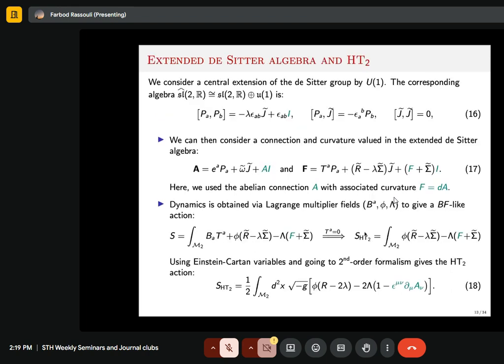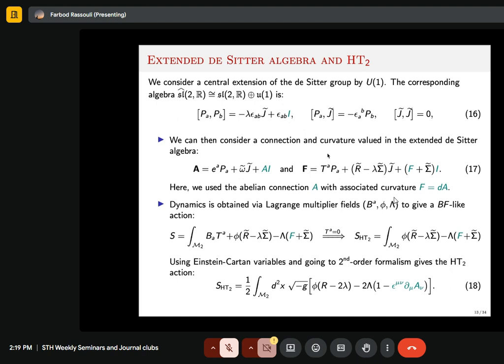And we can do that with an extended de Sitter algebra. So we are doing something that's going a little bit beyond flat holography. So flat CGHS hat. So we are doing a central extension. We are adding this I in the commutators under U1.